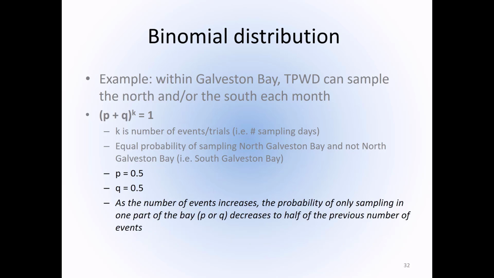And a general rule of thumb is that as the number of these events increases, the probability of sampling in only one portion of the bay is going to decrease to half the previous number. So if we are interested in getting a representative sample of Galveston Bay, going out multiple times is going to be good because it's going to ensure that we're sampling in multiple portions of the ecosystem.